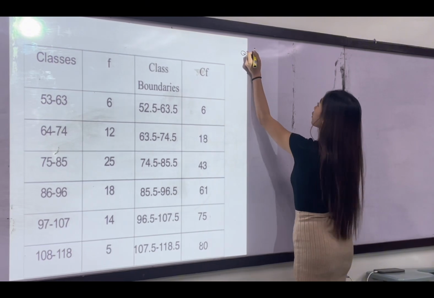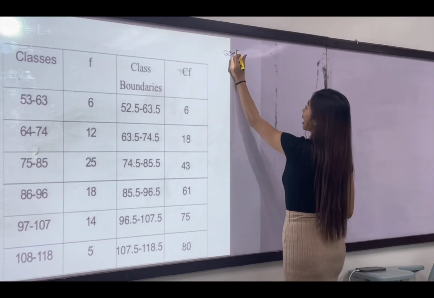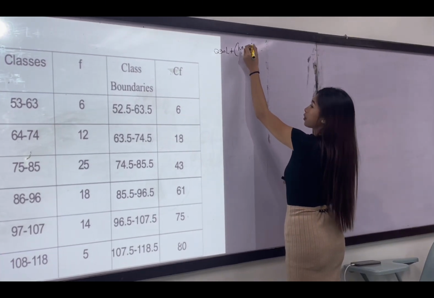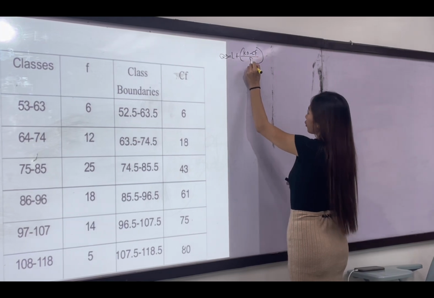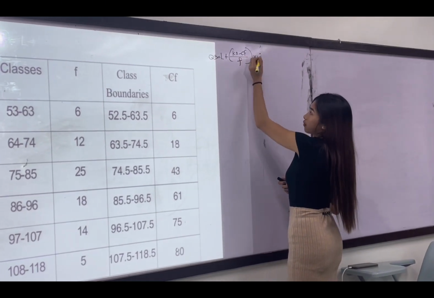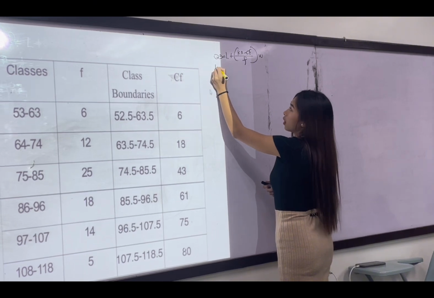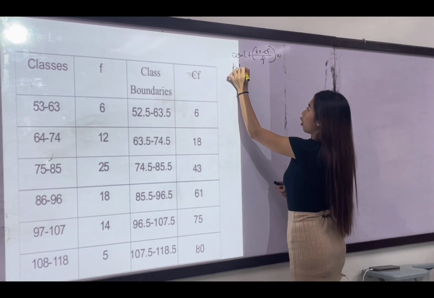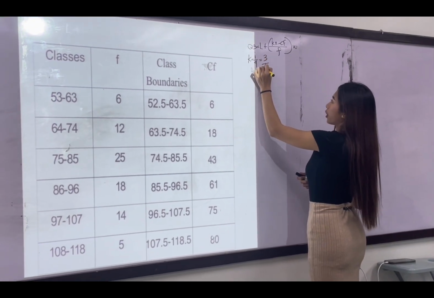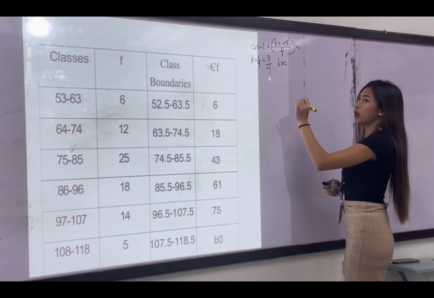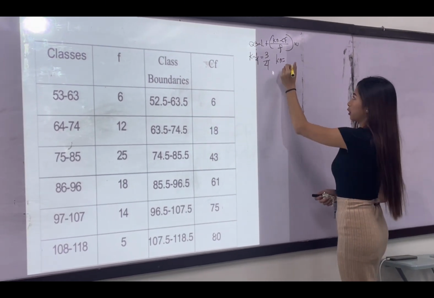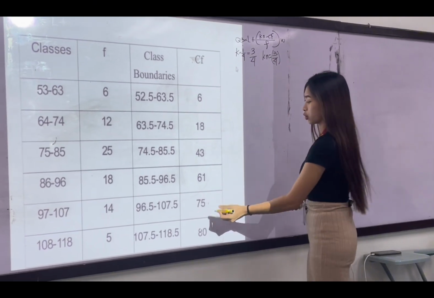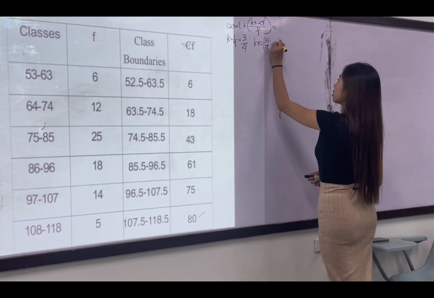Quartile 3 equals the lower class boundary plus kn minus CF, the cumulative frequency, over the frequency of the class, times the width. To find k, for quartile, k is i over 4, so 3 over 4. The kn is the k multiplied by the total cumulative frequency, which is 80, and that equals 60.